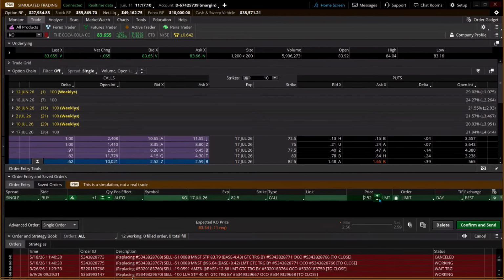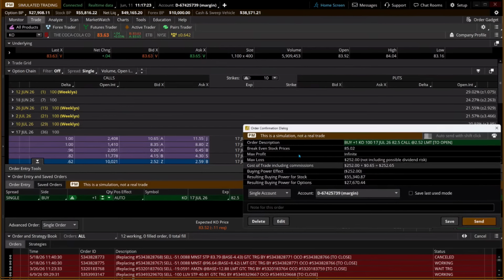Price moved on us again. It moved 8 cents on us just when we were talking. Okay, I'm going to put it right there and see if it can get a fill. Confirm and send. This is what we showed. Now, this is a paper money trade, okay?